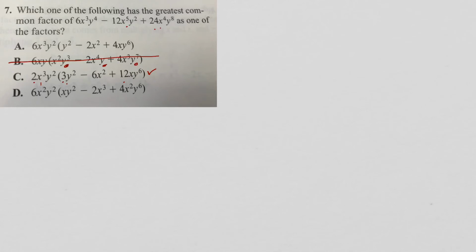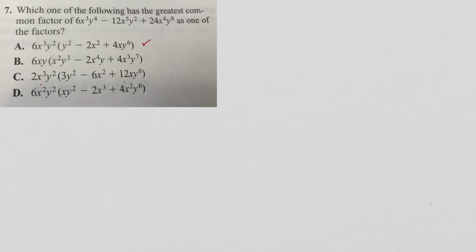I just want to make sure I didn't make a mistake there. Okay, and this last one, 6. Okay, this problem is really difficult to understand what they're asking you to do.